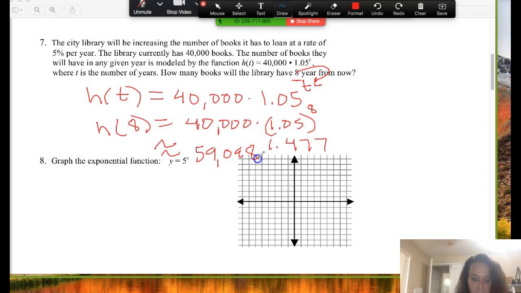And you could round that to 2 decimal places. You're not going to have 0.22 of a book. You're just going to have 59,098 books. I would round down because you're not going to have a part of a book. That doesn't make any sense. Okay.